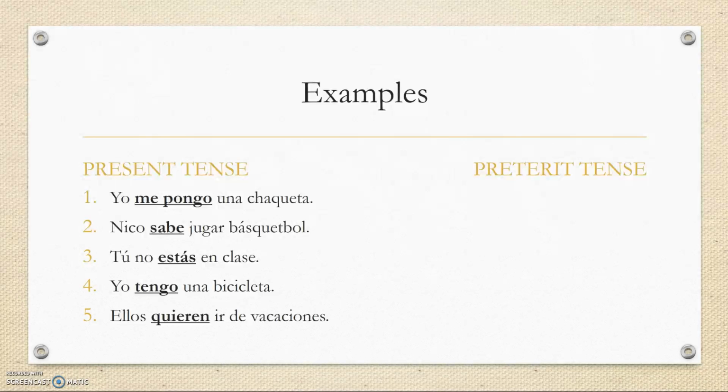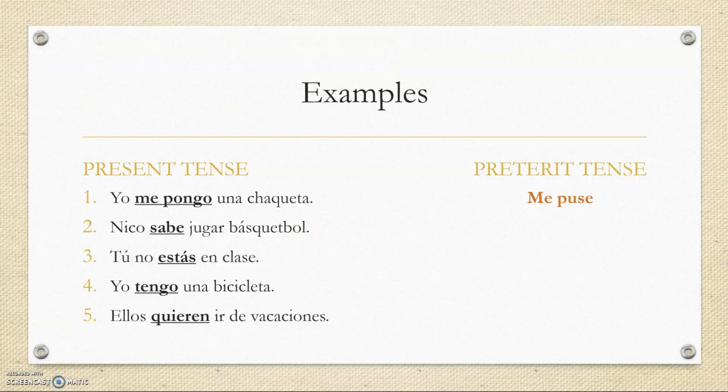So let's look at some examples. Because we're going to be changing from the present tense into the preterite, let's take a look at how I would change "yo me pongo una chaqueta." Me pongo comes from ponerse. Ponerse is a reflexive, so I have to transfer that reflexive pronoun. But poner happens to be a category U, so it becomes "yo me puse una chaqueta."